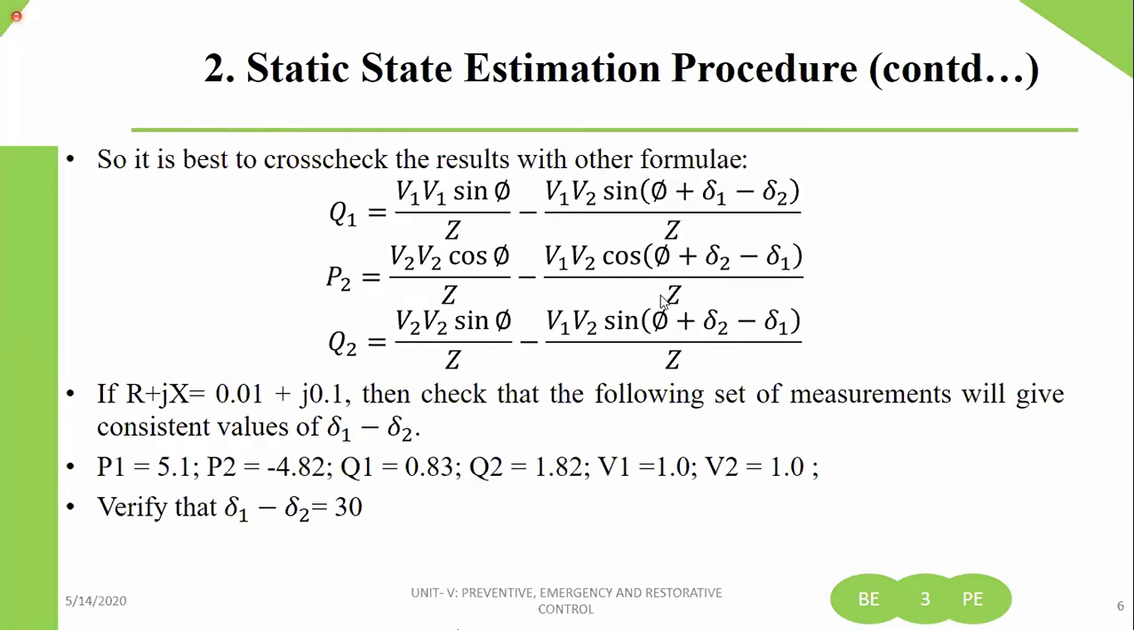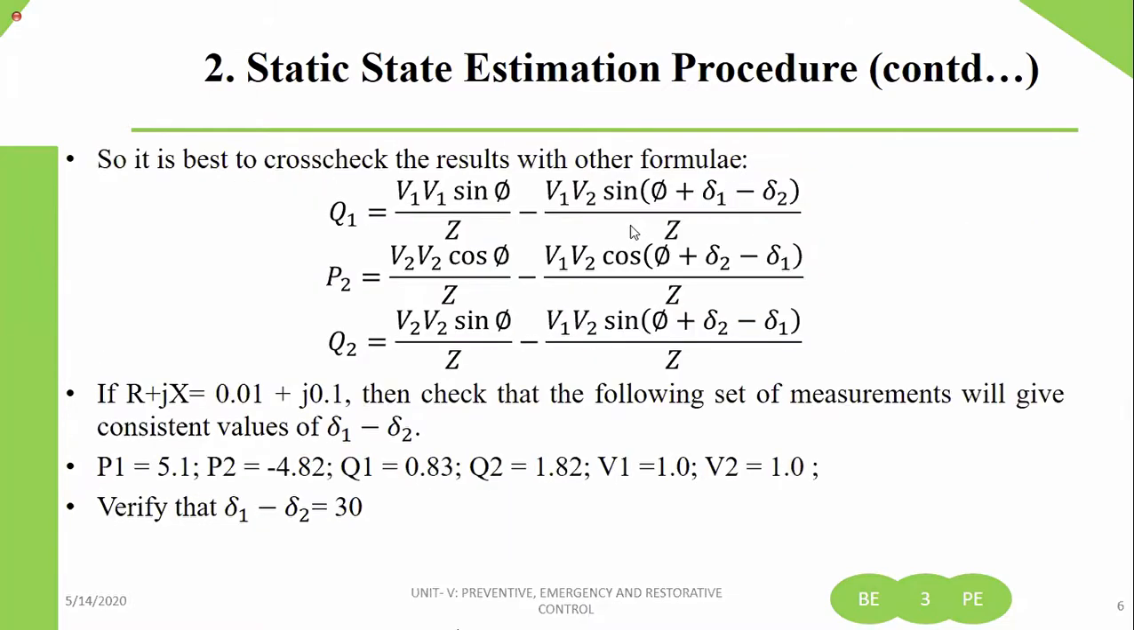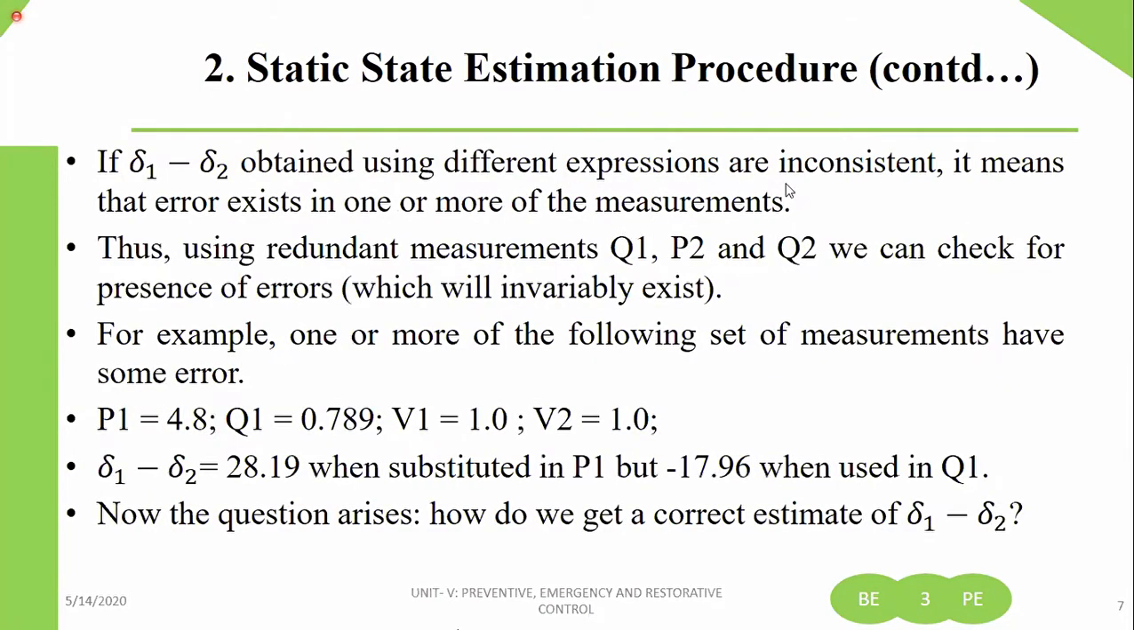Okay, so now, if del 1, del 2 obtained using the different expressions, we have 4 expressions here, are inconsistent, one gets 30, one gets 28, like this, it means that error exists in one or more of the measurements. So if you're not getting 30, what it means is either you have made a mistake in the measurement of Q1, P1, or P2, or Q2, or V1 or V2, which means there exist one or more errors in the measurements.